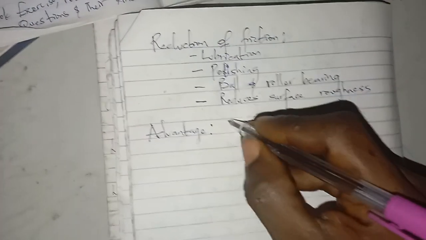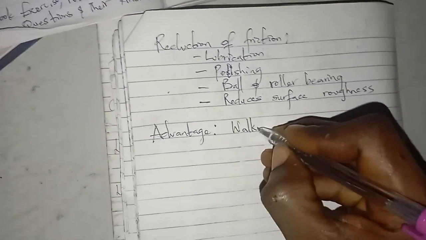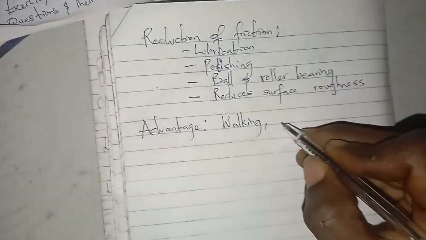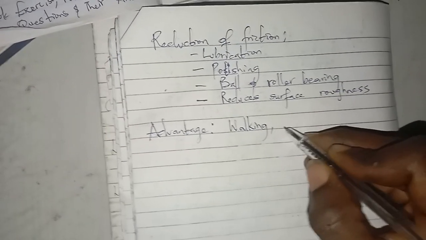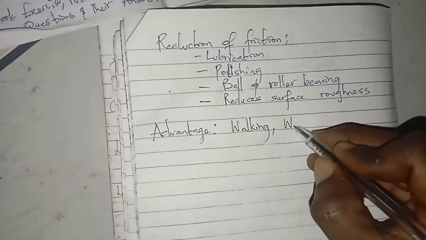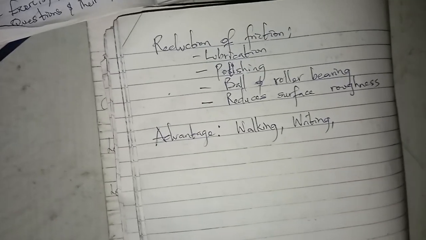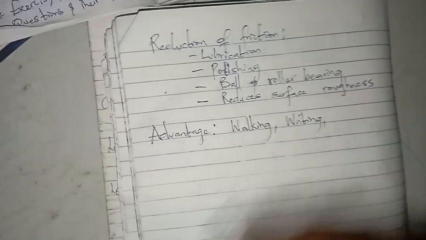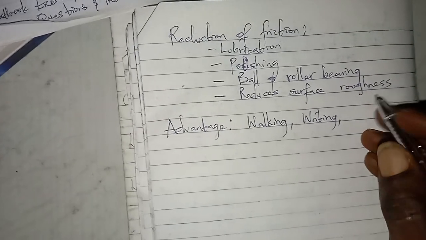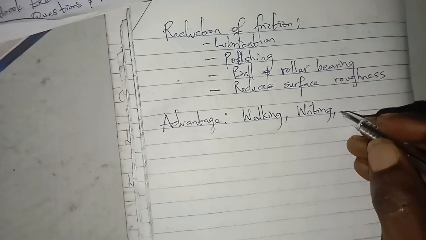So the advantage is that it helps us walk. For walking, it's possible for us to hold contact with the ground because of friction. Then writing, as I'm writing now, I'm writing well and my pen is not slipping out of this paper because of friction. So anything that makes two things hold contact peacefully is an advantage of friction.